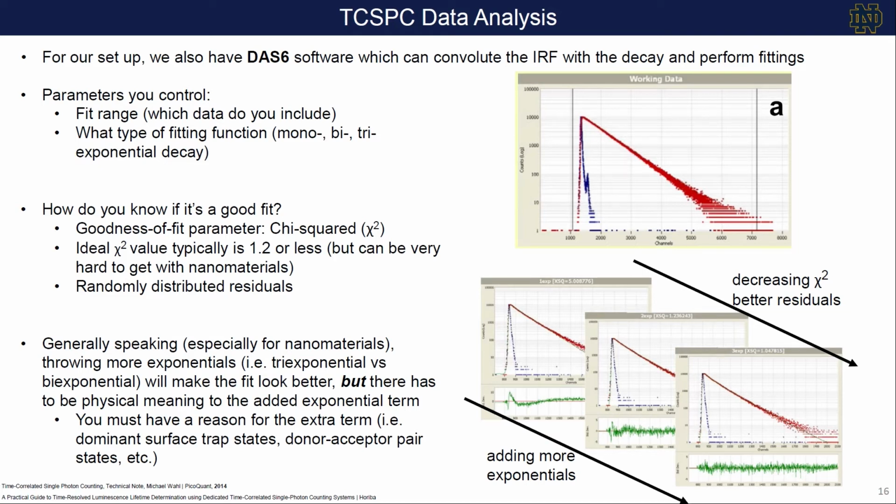However, I think it's important to make a note here, especially for nanomaterials. You can almost always throw more exponentials at your decay trace, i.e., try a tri-exponential versus a bi-exponential, and it will almost always make your fit look better. However, you must always ask yourself, what is the actual physical meaning behind adding that extra exponential term? In some cases, it's totally valid to add a tri-exponential as opposed to a bi-exponential, if you have, for example, very dominant surface trap states or donor-acceptor pair states occurring.